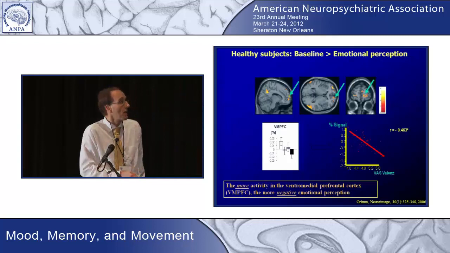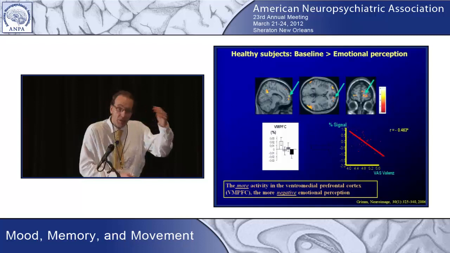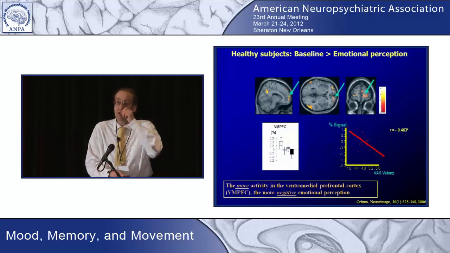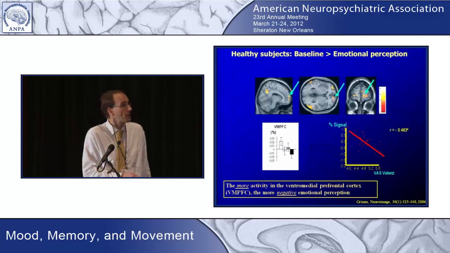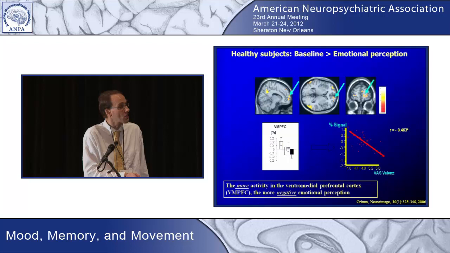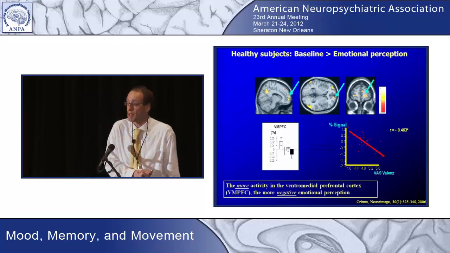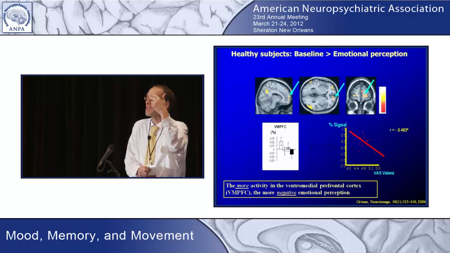And most important is that we also asked the subjects afterwards, outside the scanner, to evaluate the degree of positivity or negativity of the emotions, here coined by the term valence, and whether their experience is positive or negative. What was interesting is that we could find a relationship between the degree of signal changes and the degree of emotional valence. And this was just in healthy subjects. The more activity in the ventral medial prefrontal cortex, the more negative the emotional perception. Meaning the higher the activity there, the more negative you perceive that emotional picture.